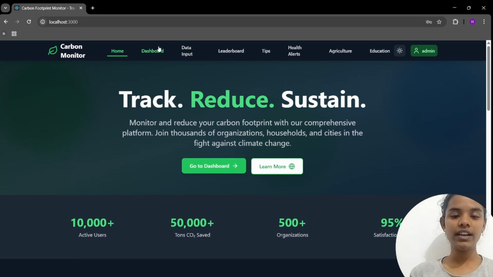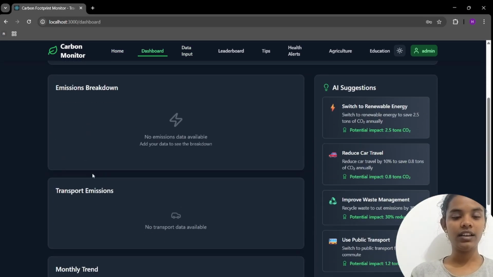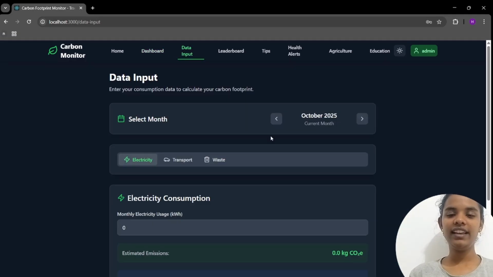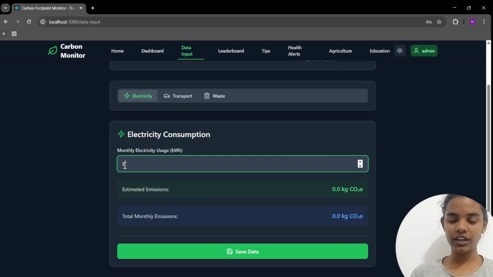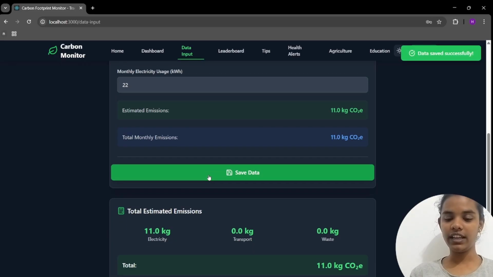Then we go to our dashboard where we see our monthly carbon footprint, our emission breakdown, transport emissions, and monthly trend. In the data input, we have the month selection. Then we input the data according to electricity, transport, and waste. In electricity, we put in the kilowatts we have used. For example, I have used 22 kilowatts of energy. I save the data and the data is saved.